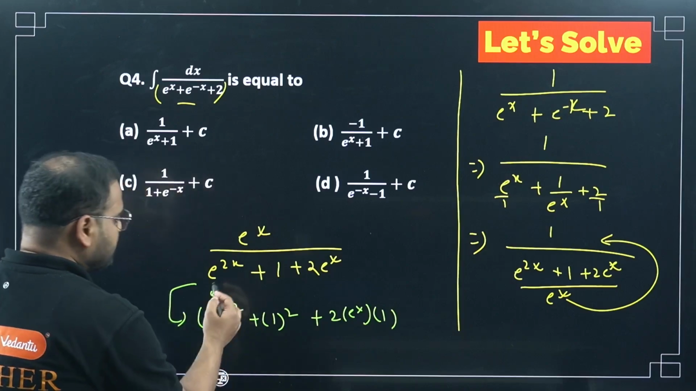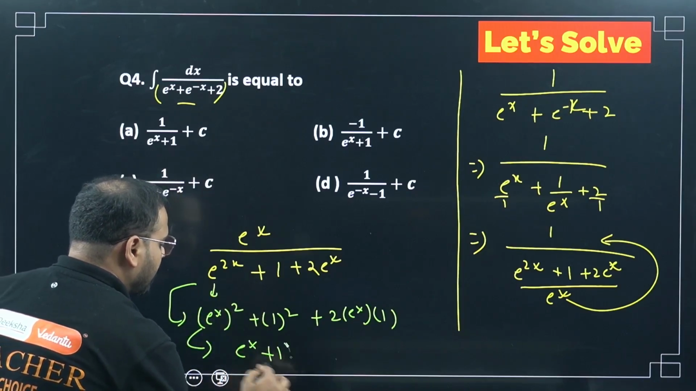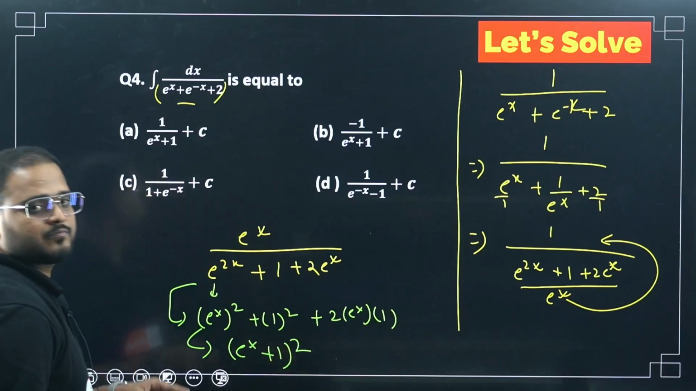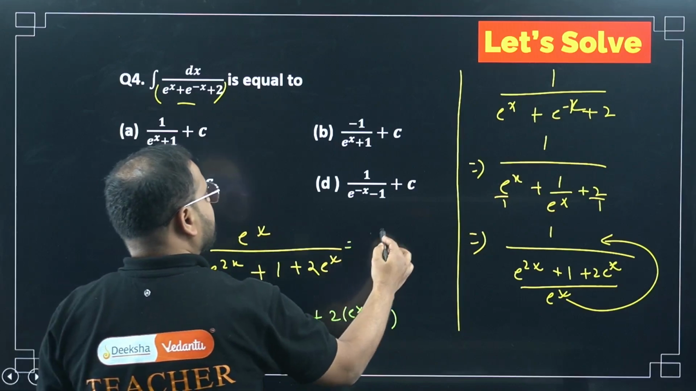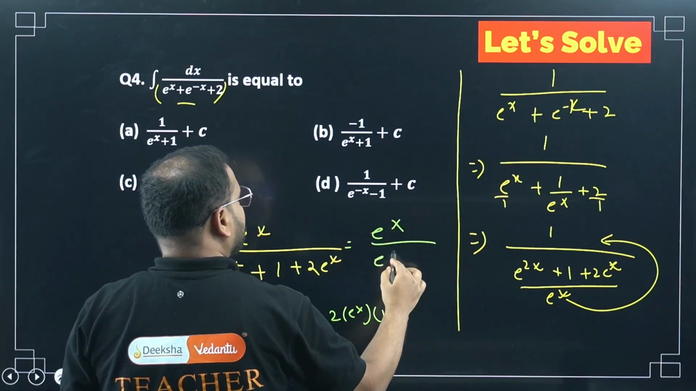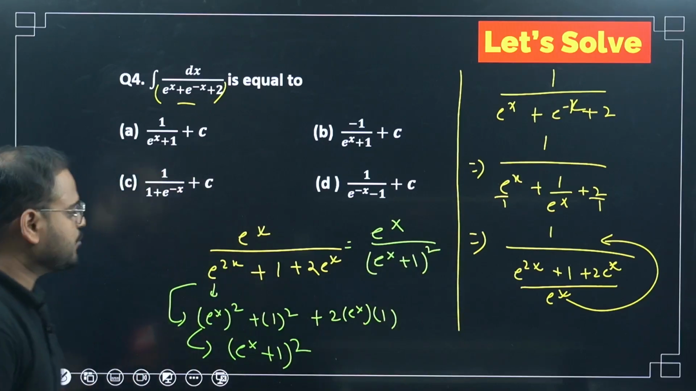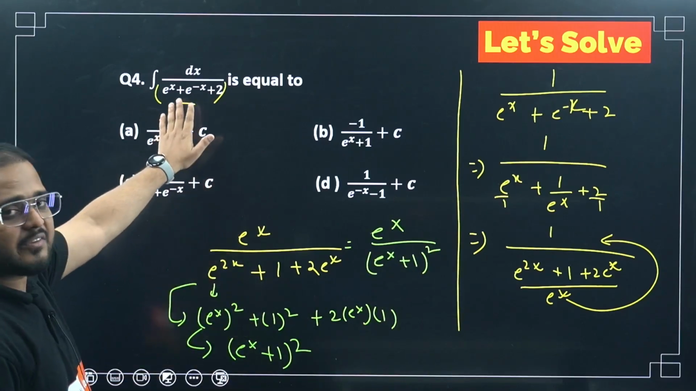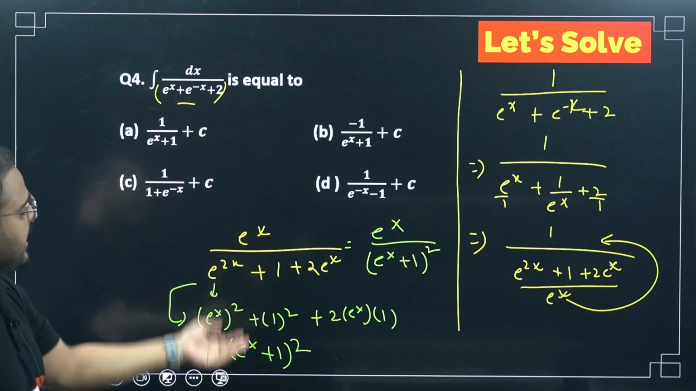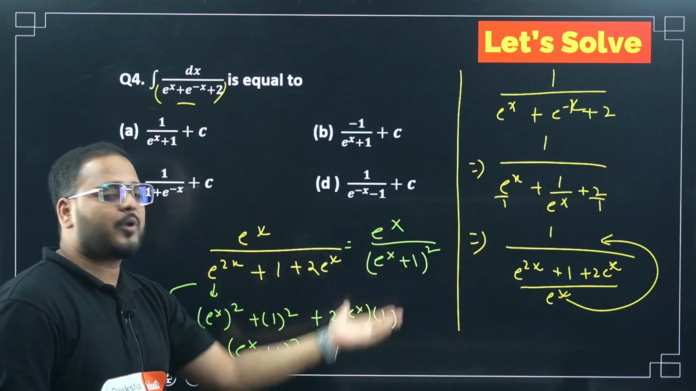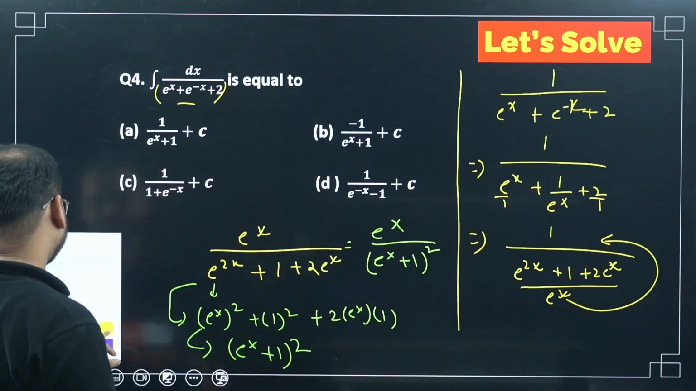So I can write in place of this thing e power x plus 1 the whole square, yes? So this whole thing will become basically e power x upon e power x plus 1 the whole square. So after transforming, this was the given function in the question, I transformed it this way: e power x upon e power x plus 1 the whole square. Now let's see what we can do.